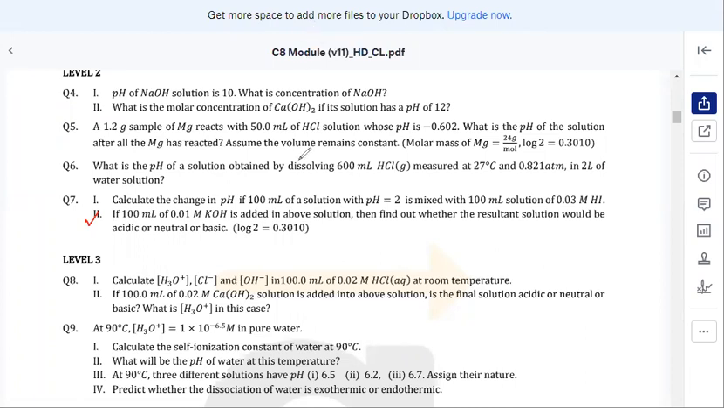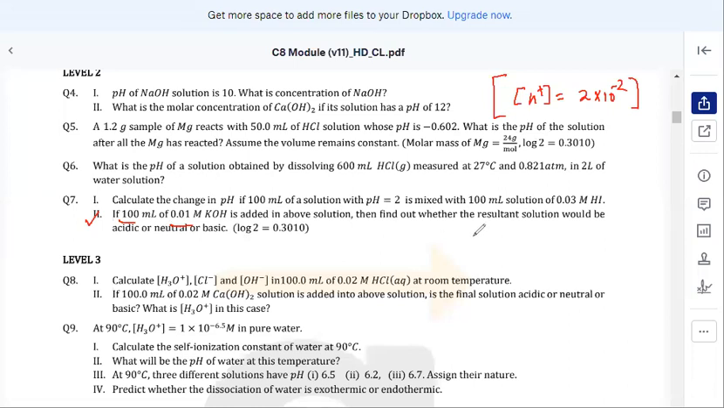Okay, now let's see. The question is, if 100 milliliter of 0.1 molar KOH is added in the above solution. So in the above solution, what was the concentration of H plus, the final H plus? It was 2 into 10 to the power minus 2. Yes or no?